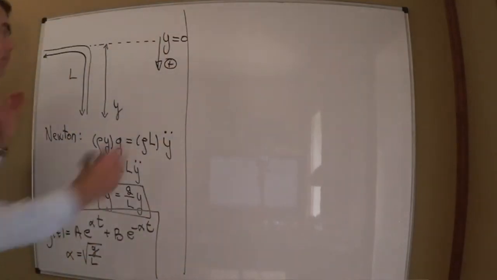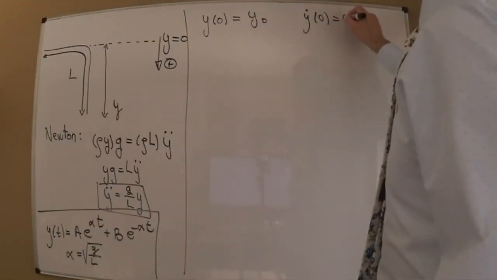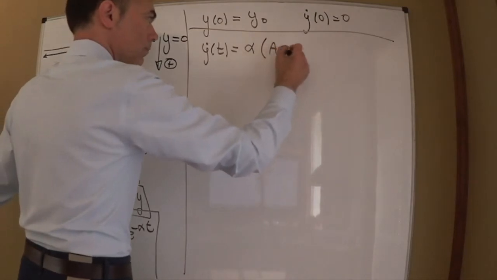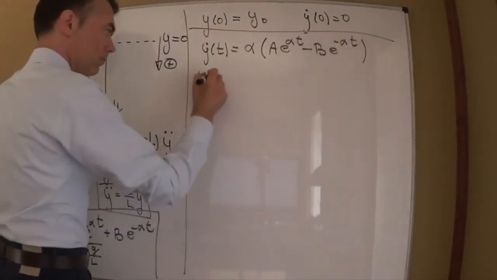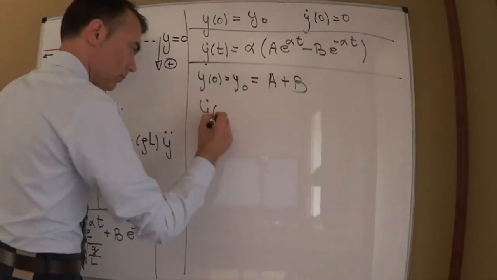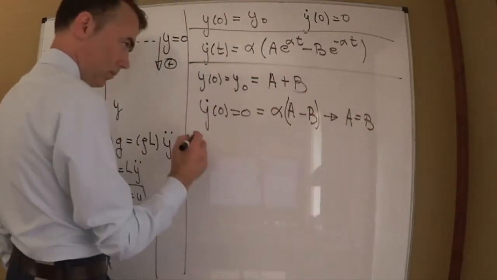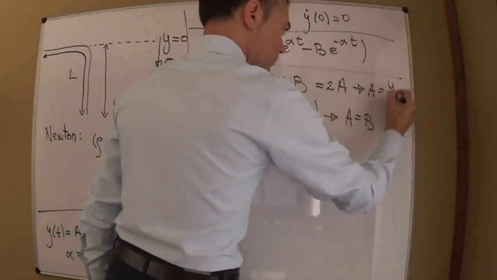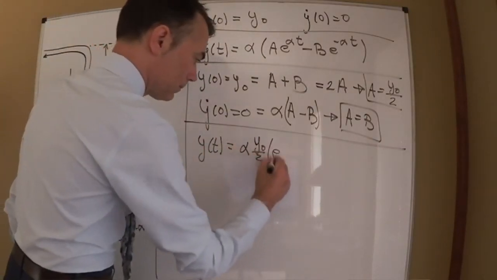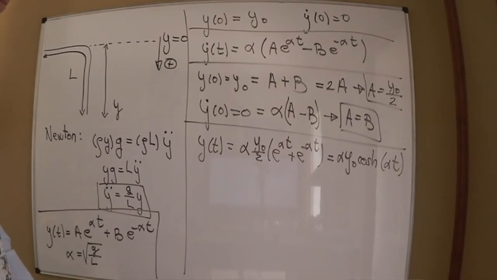If the rope is initially at rest, we can substitute this in the equation and find A and B. y dot of 0 is 0 and y of 0 is y naught. We get that y of t is y naught over 2 times e to the alpha t plus e to the minus alpha t. But this is the hyperbolic cosine of alpha t.